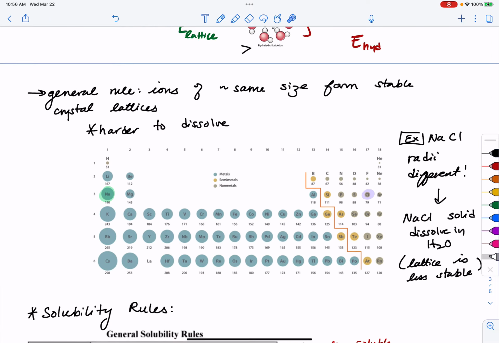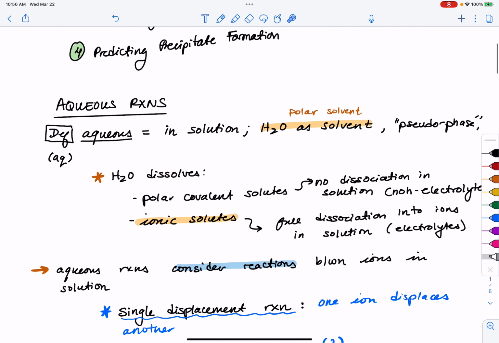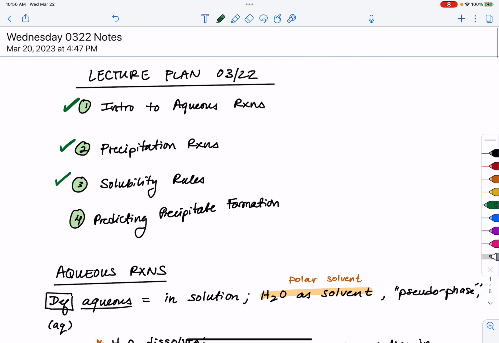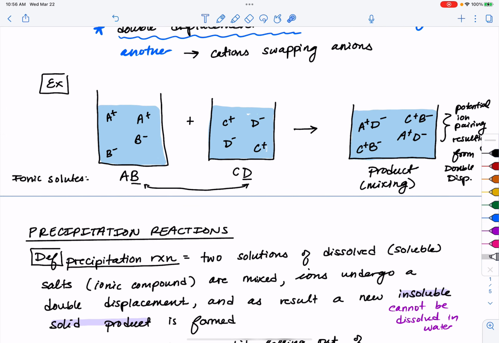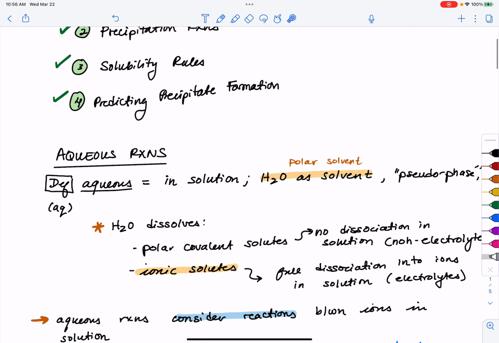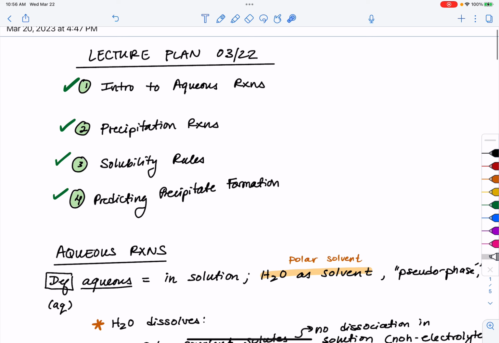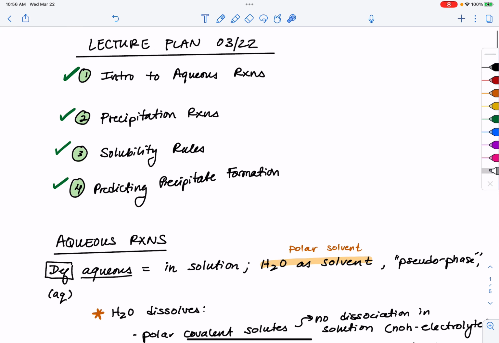Okay, so that is it for lecture today, Wednesday, March 22nd. When we see each other, when we review our lecture on Friday, we're going to talk about how we can use this perspective of what ions are in solution and their resulting products to build different types of chemical equations that might be more useful for us depending on what kind of context we're talking about.